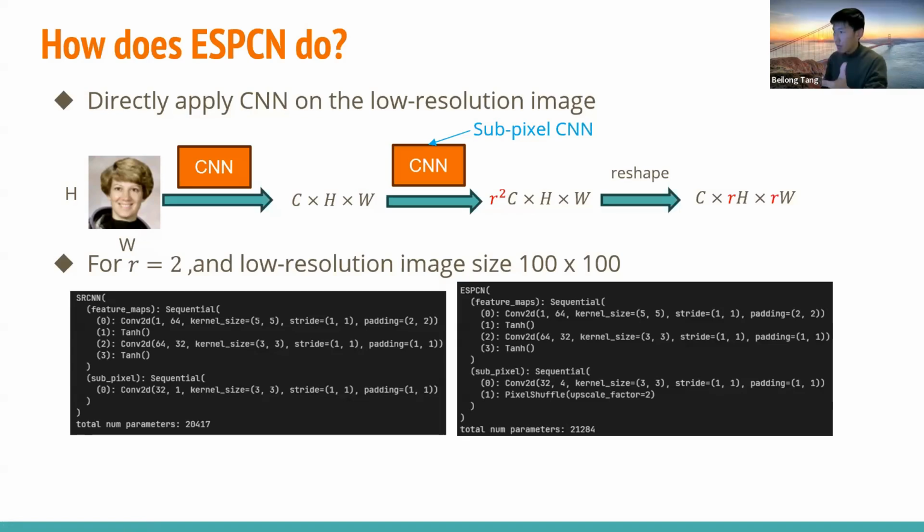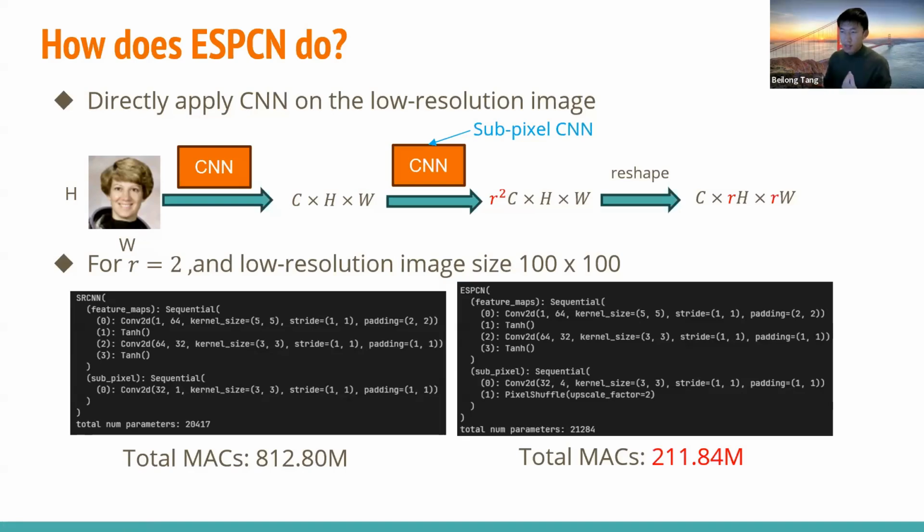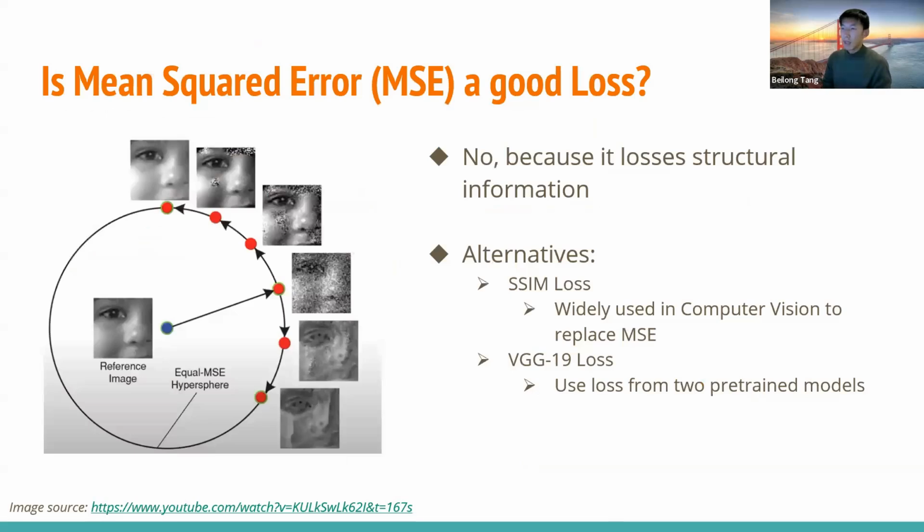And for one image, 100 times 100 pixels, we calculate the total calculation, the max stands for the total calculation. We can see that for the SRCN, it will have like 800 calculation. And for the ESPCN, it only has about 200 calculation. So it actually reduces the computational cost by about R square compared to the SRCN. So the SRCN is actually very inefficient in terms of computation.